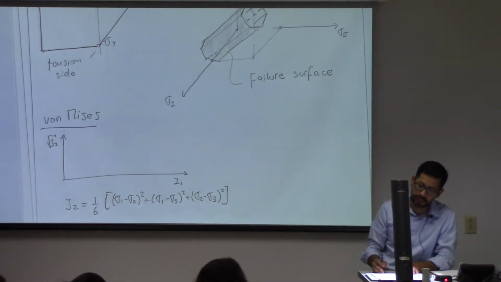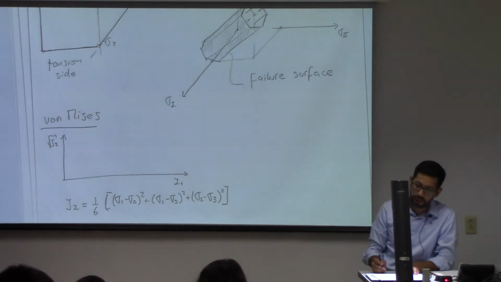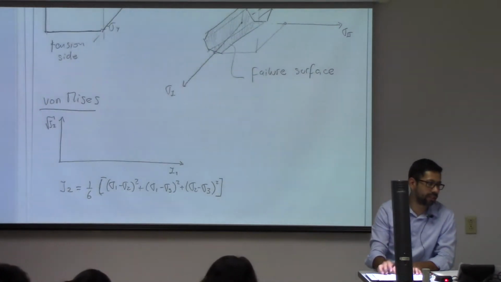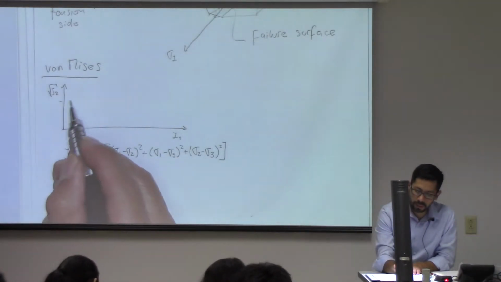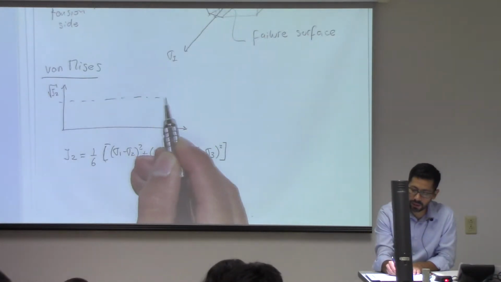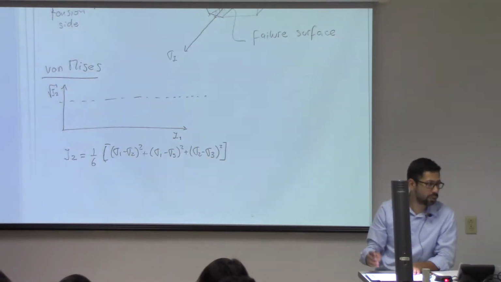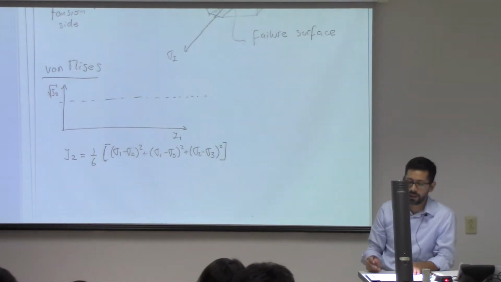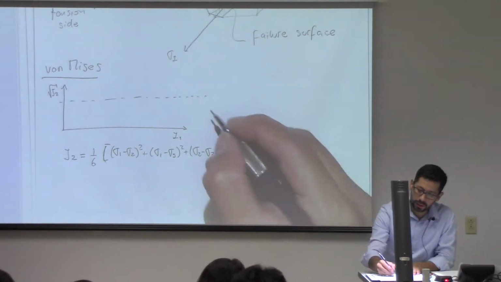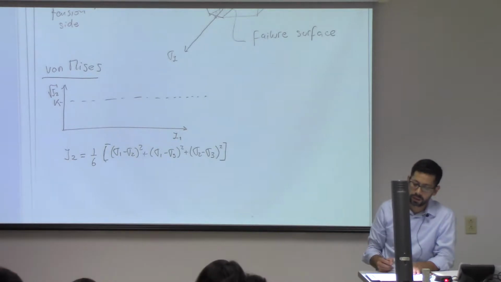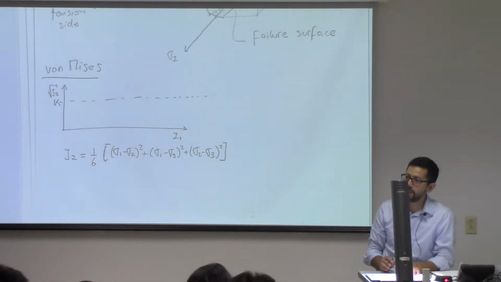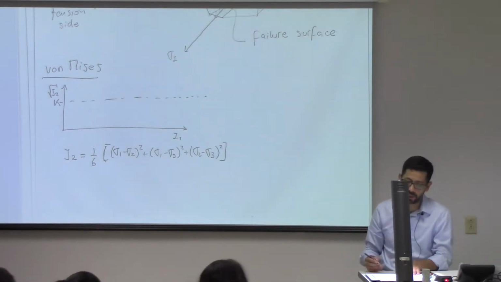Von Mises says, okay, just compute that one, and I'm going to fix a limit of J2, and that's it. So the J2 cannot go beyond a predetermined value. And in this case, that value is called K. And let's try to find a physical meaning for that and compare it with the Tresca criterion.